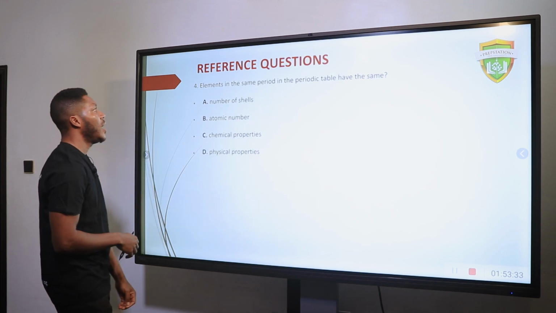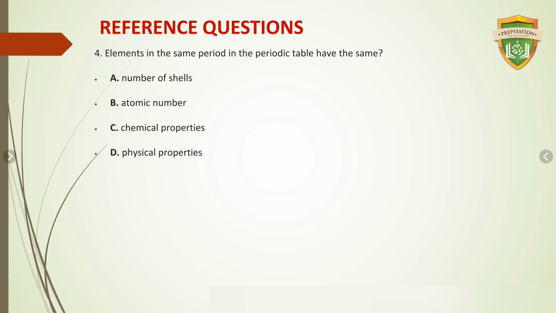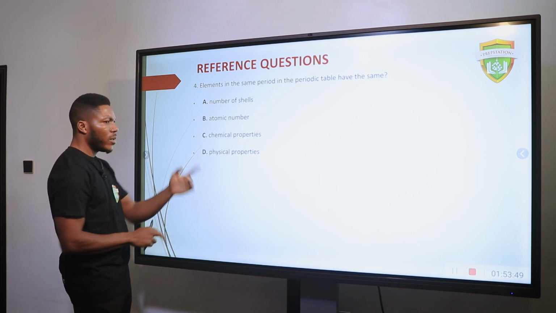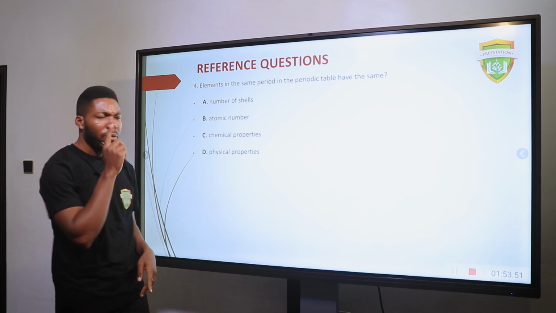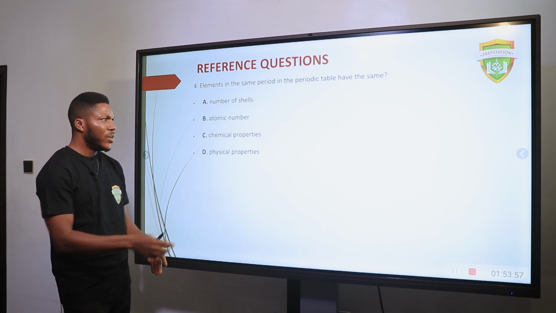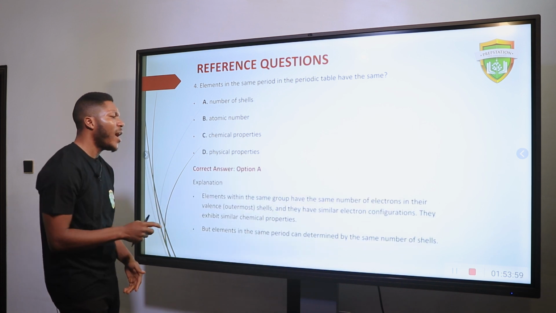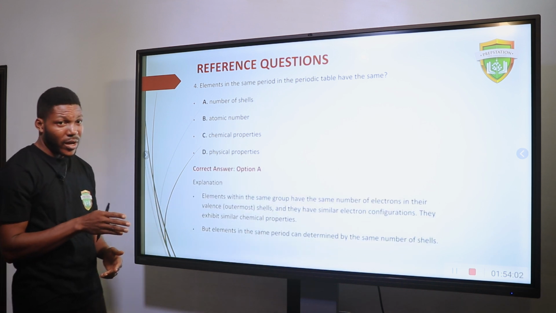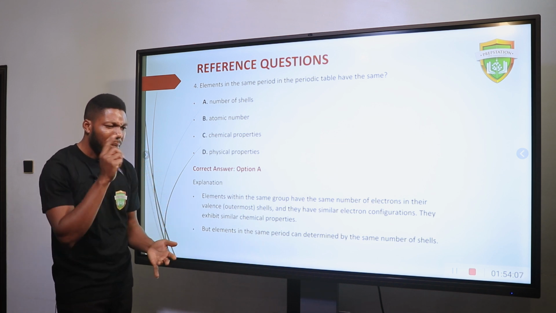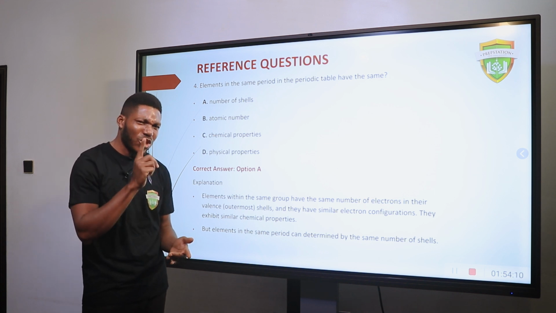configuration. The next one is, elements in the same period in the periodic table have the same, bonus. Don't forget, same period, not same group. Same period, they have what? The same number of shells. Period 1, shell 1. Period 2, shell 2. Period 3, 3 shells. Period 4, 4 shells, and so on and so forth till we get to period 7. So as you're moving across the period, they have the same number of shells, okay, but a different number of valence electrons.